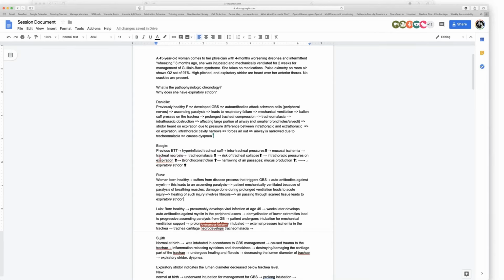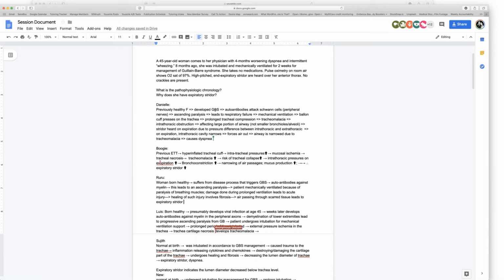So let's look at Danielle. Previously healthy female to LSU, yes. Antibody, good. Paralysis, respiratory failure, good. So mechanical ventilation for that, good. Balloon cuff pressed on the trachea, tracheal compression, tracheomalacia. I guess I'd talk a little bit more about why, because it's like black boxing it. Tracheal compression leads to tracheomalacia because of pressure ischemia. Pretty simple. Long period of time.